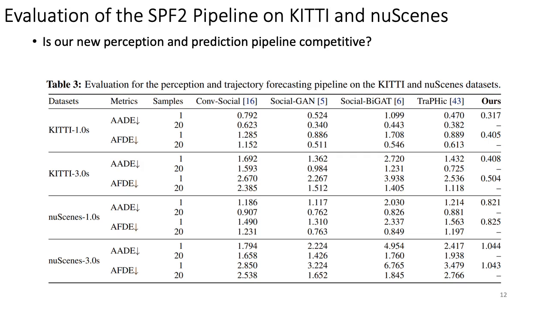Next, we evaluate our new perception and prediction pipeline, which uses the SPF net as one component for the first step. We compare our new SPF squared pipeline with the conventional pipeline, and we can see from the results that our new pipeline is competitive with the conventional pipeline using various trajectory forecasting methods.